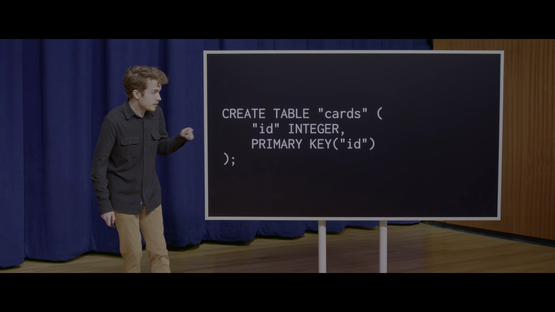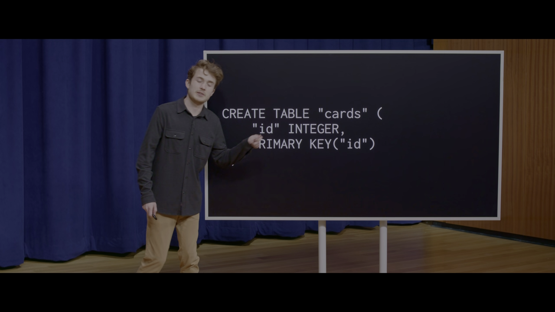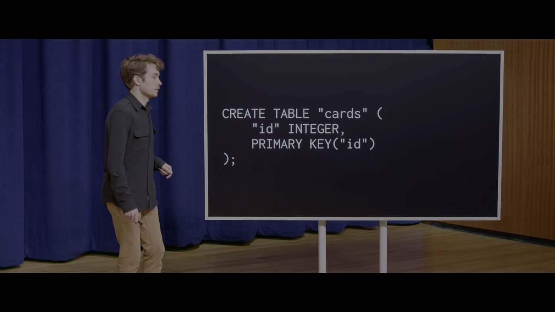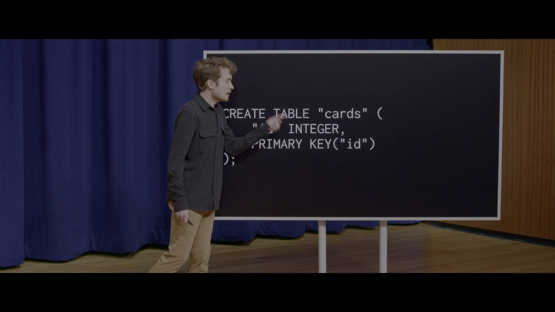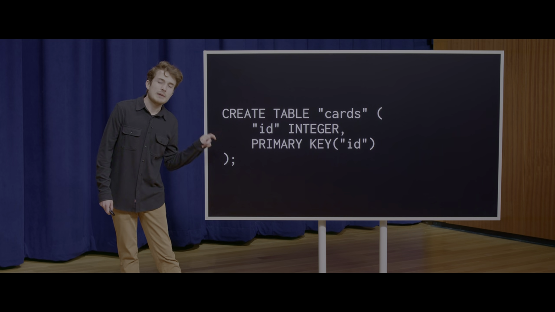So here then is our table we used for cards in SQLite, just to remind you again. We had an ID column of type integer, and that was our primary key.